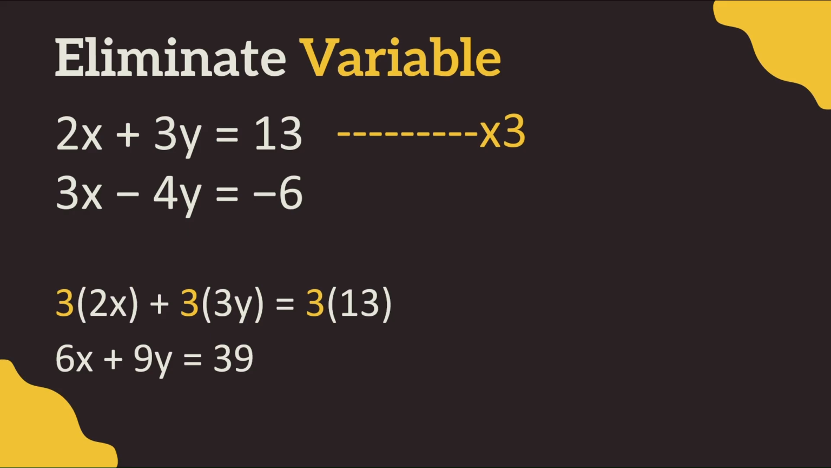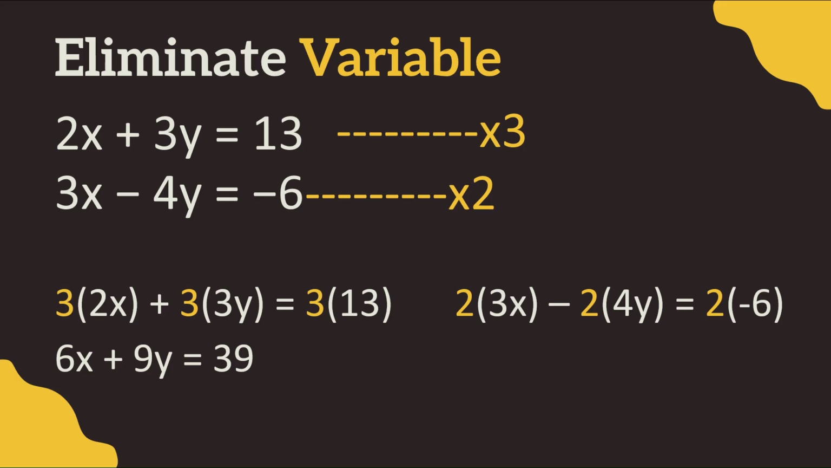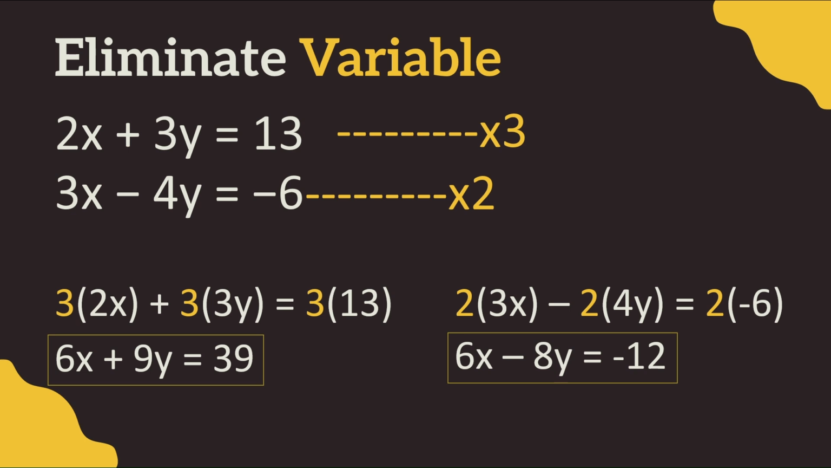Next, I'll multiply the second equation by 2. This will make the 3x into 6x. Again, every term must be multiplied. This gives us 6x minus 8y equals minus 12. Now our equations are 6x plus 9y equals 39 and 6x minus 8y equals minus 12.